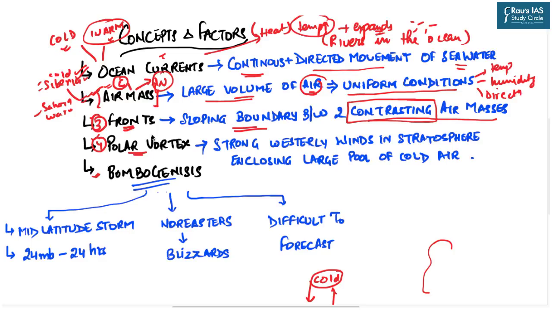The only reason why this topic is more in the news is that, under the influence of global warming and the rising global temperature, the phenomenon of the polar vortex has risen. So first, understand what we mean by the polar vortex. Polar vortices are strong westerly winds in the stratosphere, and these strong westerly winds enclose a large pool of cold air. We'll understand this with the help of a diagram.